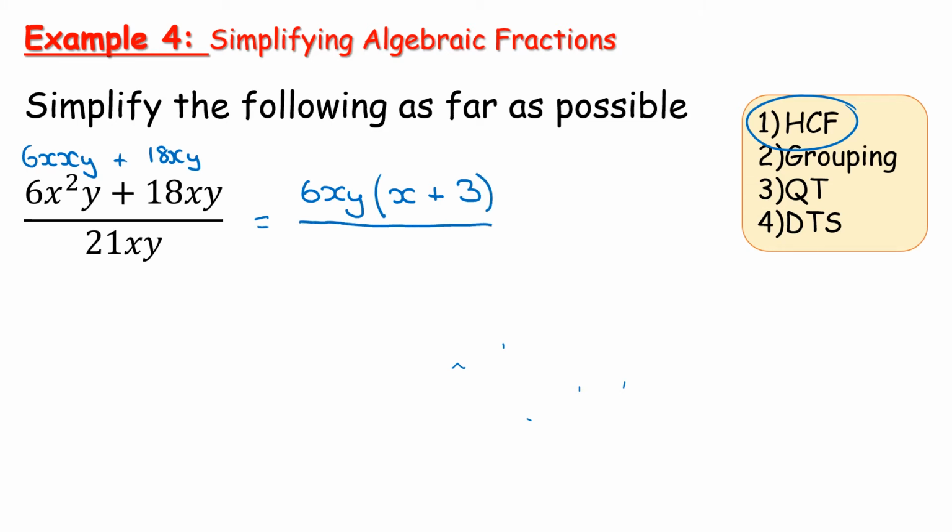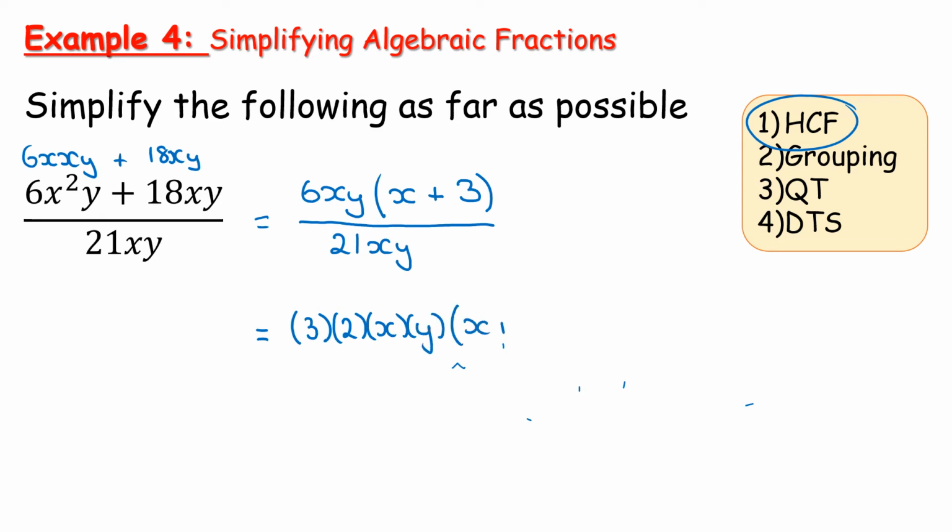That's all over 21xy. Now, the x and y will cancel, but there is no 6 on that bottom line. So what we're going to do with the top line is we're actually going to split this into 3 times 2. I'm going to do times x times y. You don't have to use the brackets if you don't want to.